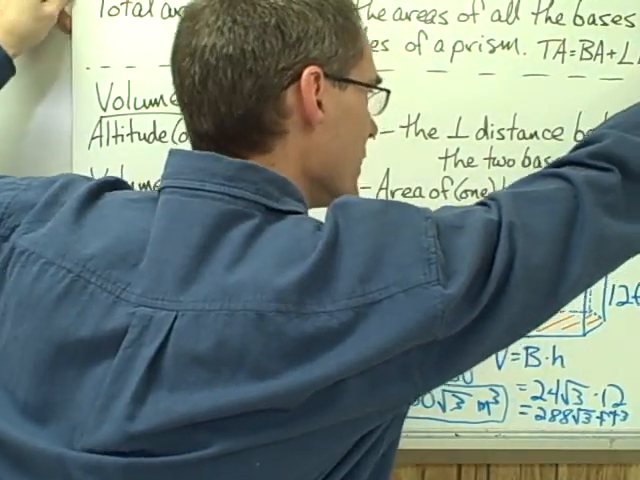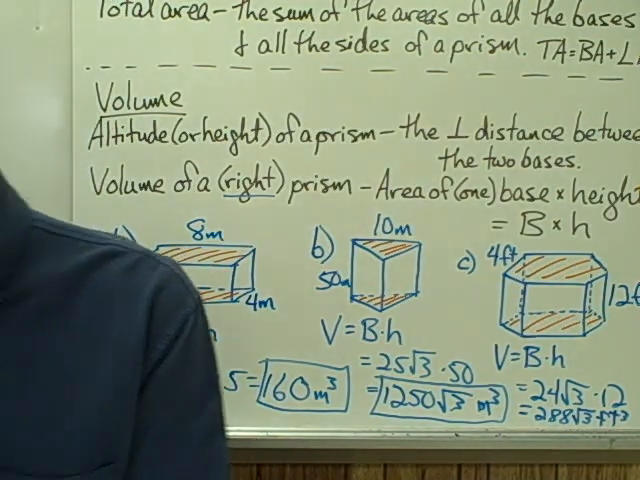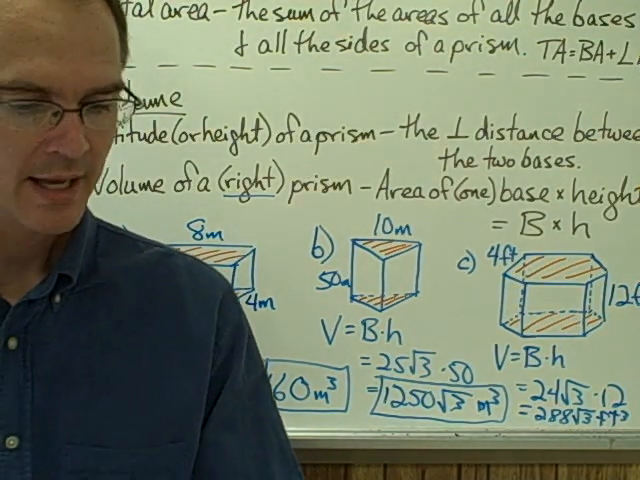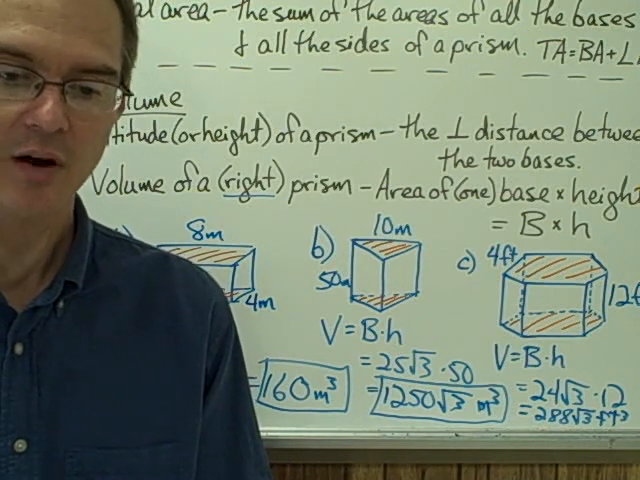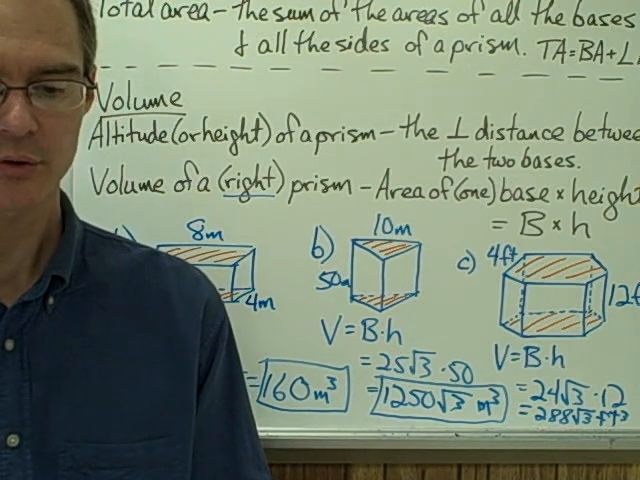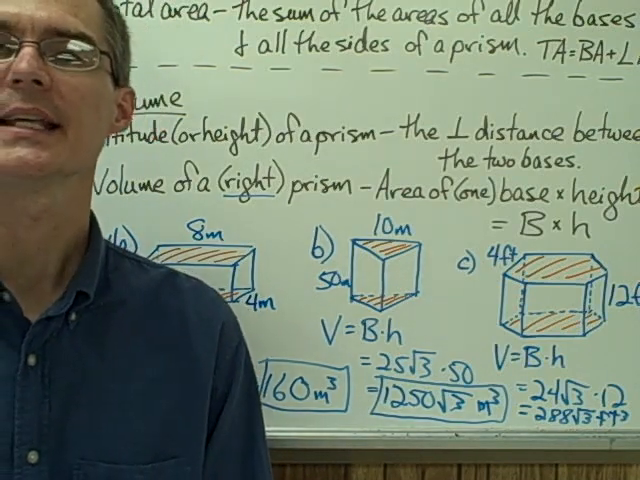Now, you have one more example in your notes, example number 5. In example number 5, I ask you to find the base area, lateral area, total area, and volume for a regular triangular prism. And I'm going to leave that one for you to do, and we'll take a look at that in class tomorrow.